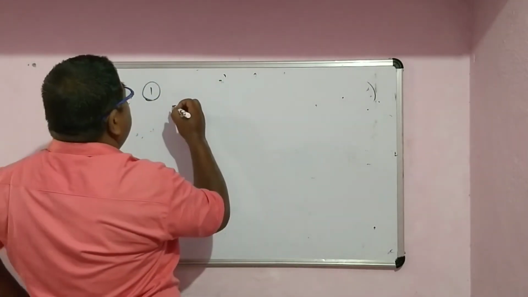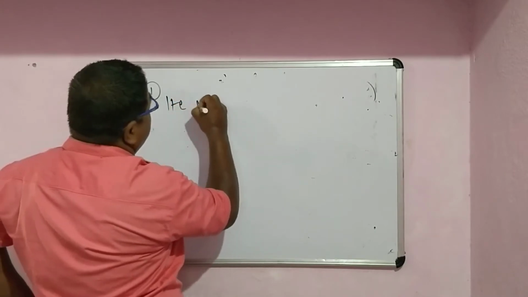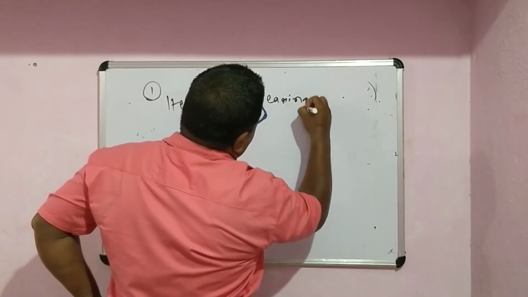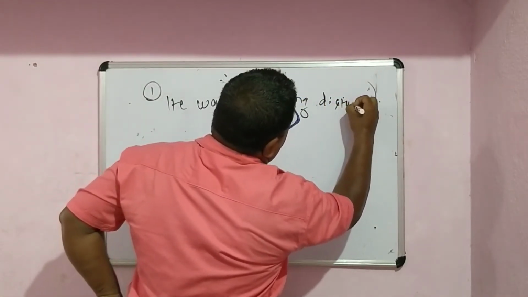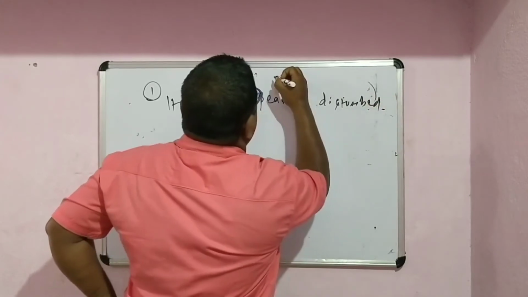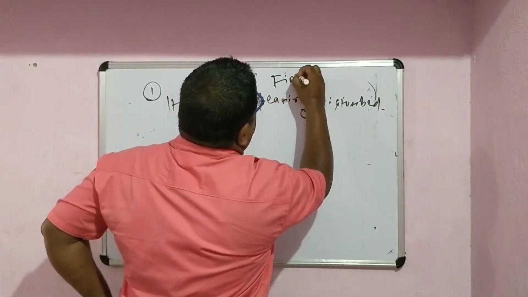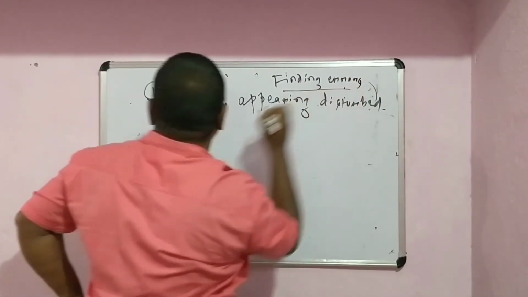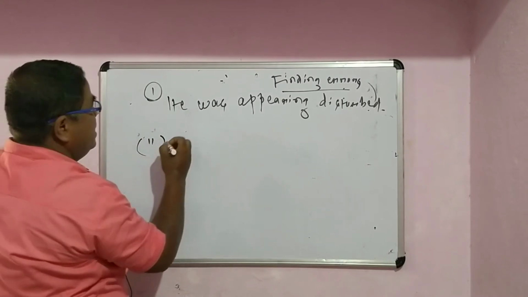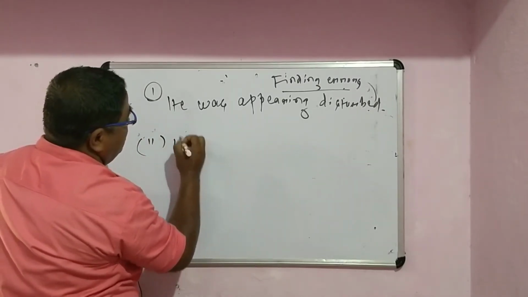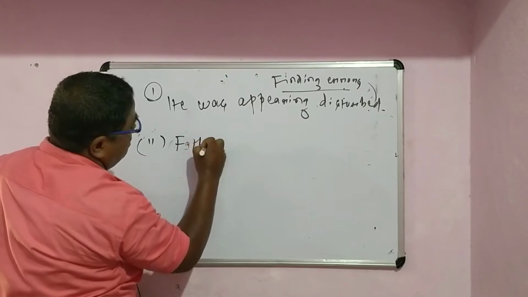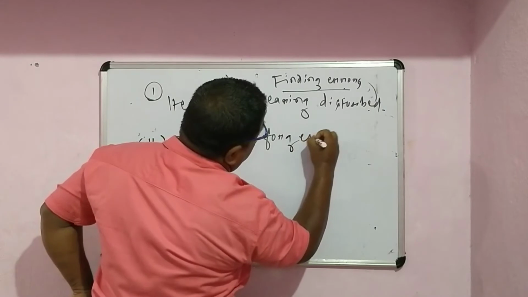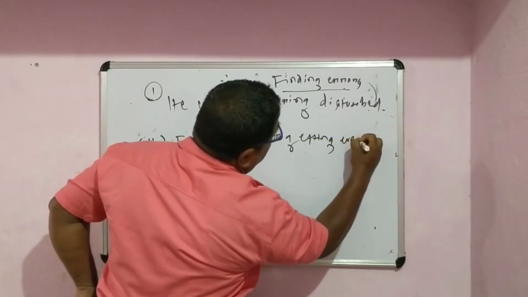Suppose question number 1: "He was appearing disturbed." Correct the errors. Finding errors or correcting errors is the important thing that you have to do. Question number 2: "Father was forgetting everything."